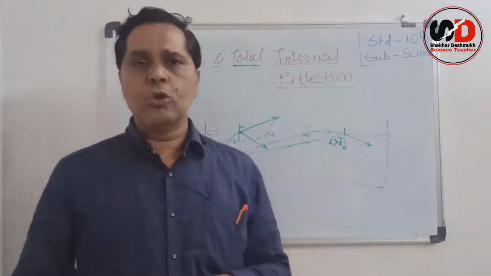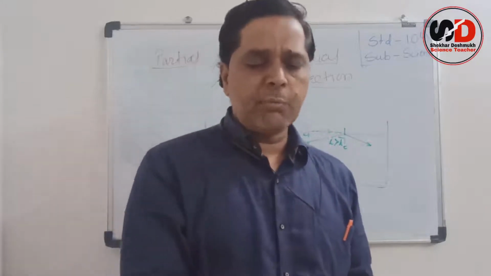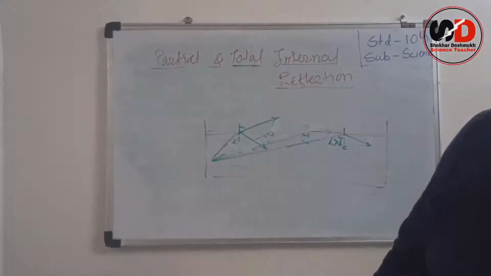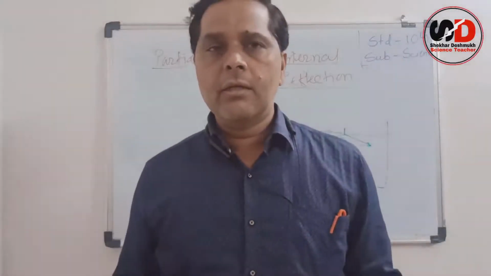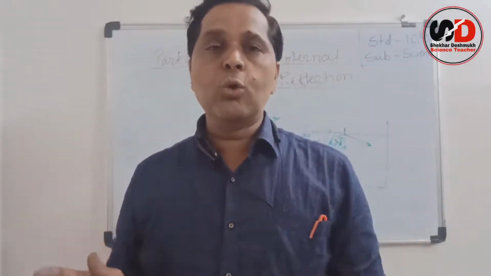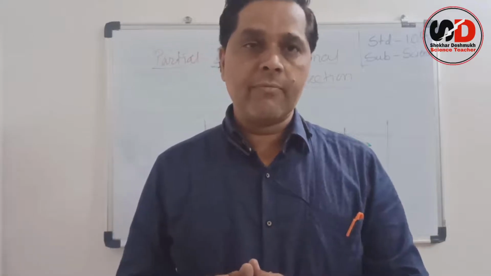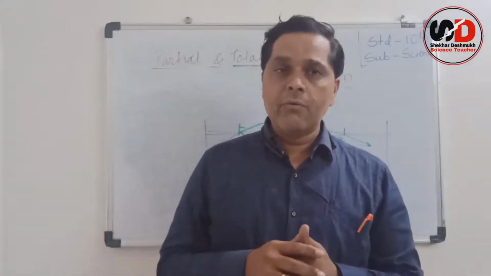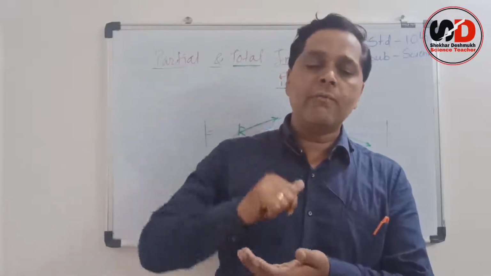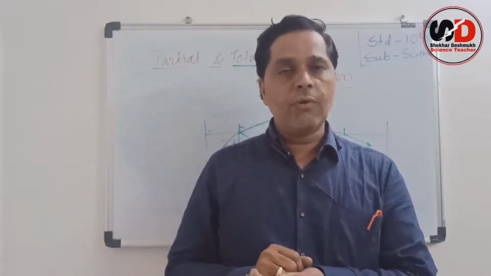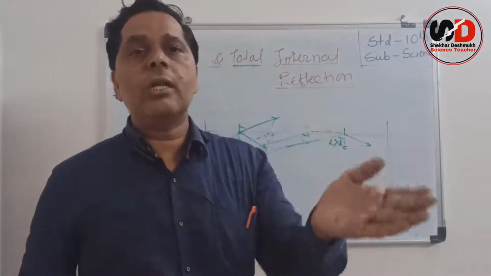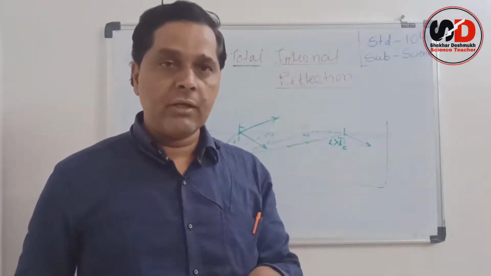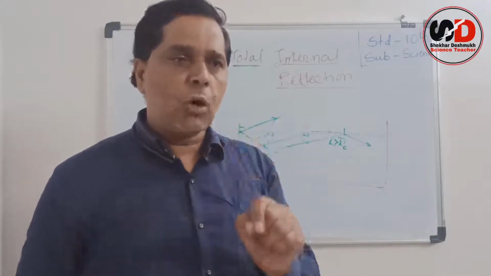I just want to show a very small activity here. From that we can easily see the partial and total internal reflection. The light ray definitely gets reflected, but if I go on increasing the angle of incidence, then one time comes when the total light remains in the same medium, that means it gets reflected. So let us see this small video.